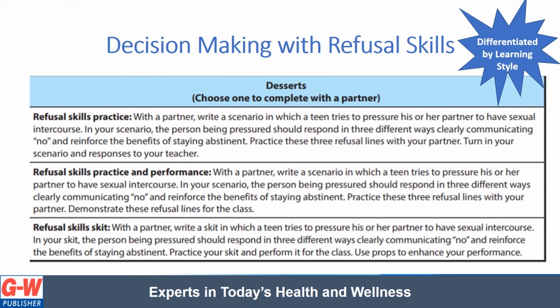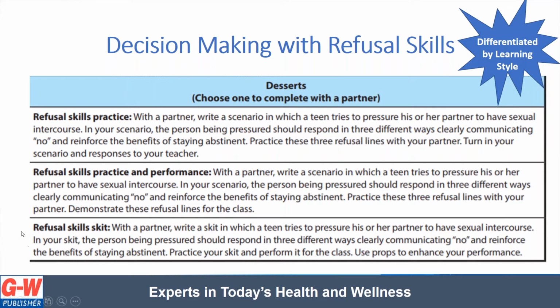And then I'm practicing with a partner, clearly communicating no in three different ways. However, the two students who choose option number one are going to practice together, but rather than performing for the class, they're going to turn in their scenario and responses for the teacher. The two students who choose this option are going to practice. However, they just want to raise their hand and share their responses with the class, still being assertive.